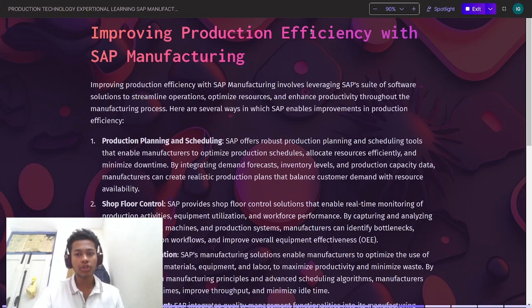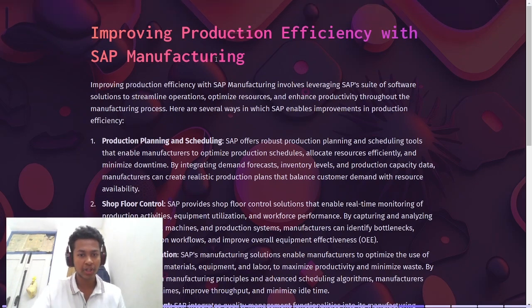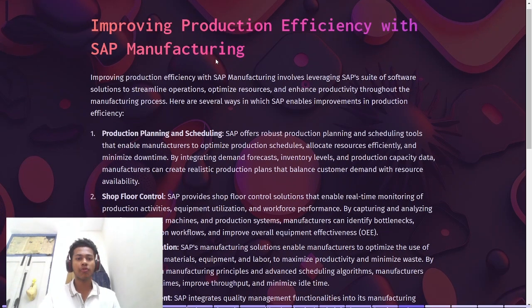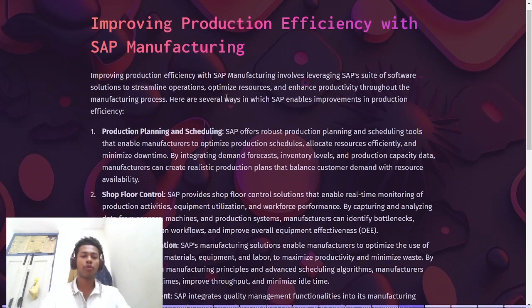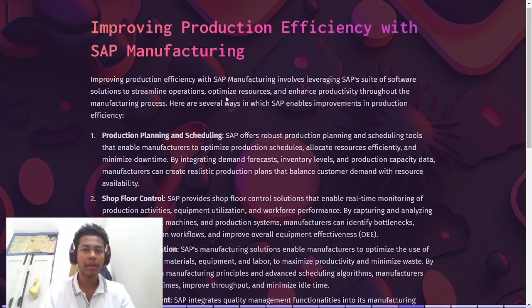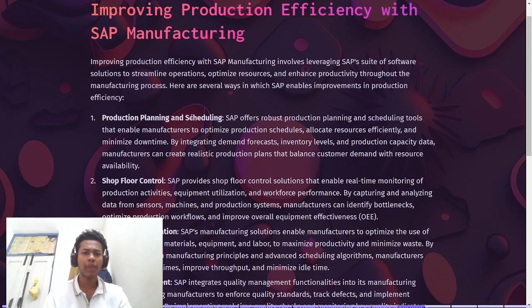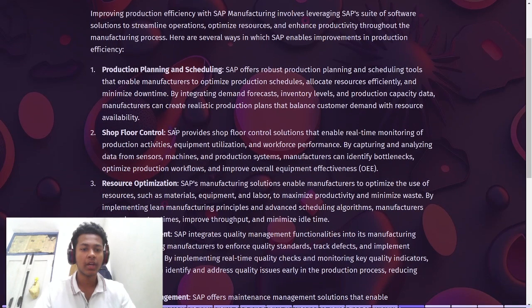So, improving production efficiency with SAP manufacturing. It involves software solutions to streamline operations, optimize resources, and enhance productivity throughout the manufacturing process. We will discuss the following now, which will help in improving production efficiency. So, production planning and scheduling. Everything needs to be scheduled and planned properly, because you need a proper plan to create good production efficiently.